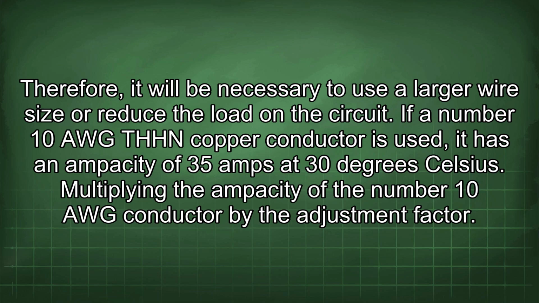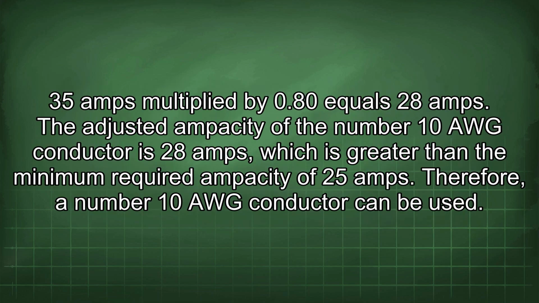If a number 10 AWG THHN copper conductor is used, it has an ampacity of 35 amps at 30 degrees Celsius. Multiplying the ampacity of the number 10 AWG conductor by the adjustment factor, 35 amps multiplied by 0.80 equals 28 amps. The adjusted ampacity of the number 10 AWG conductor is 28 amps, which is greater than the minimum required ampacity of 25 amps. Therefore, a number 10 AWG conductor can be used.